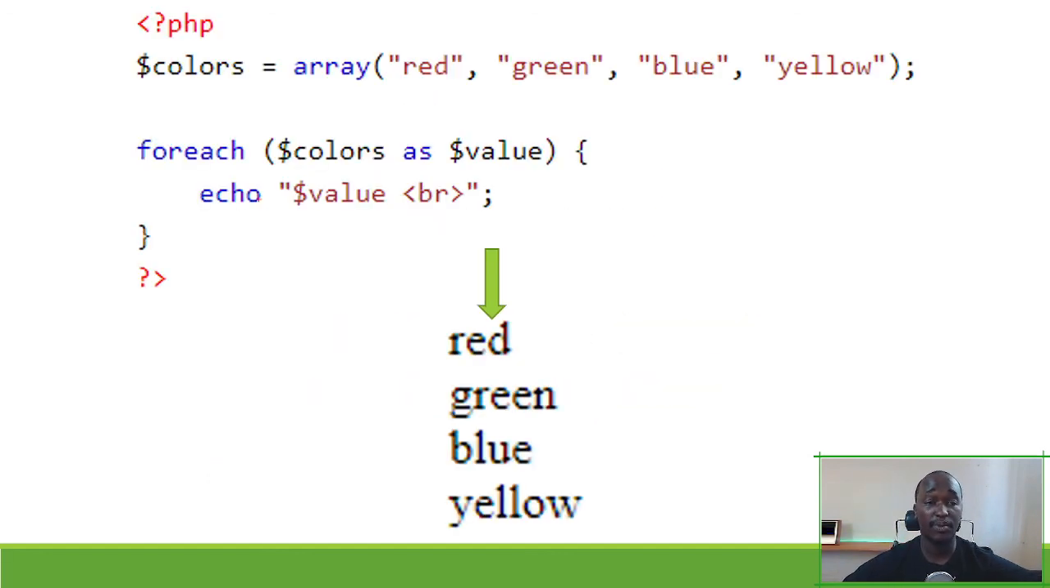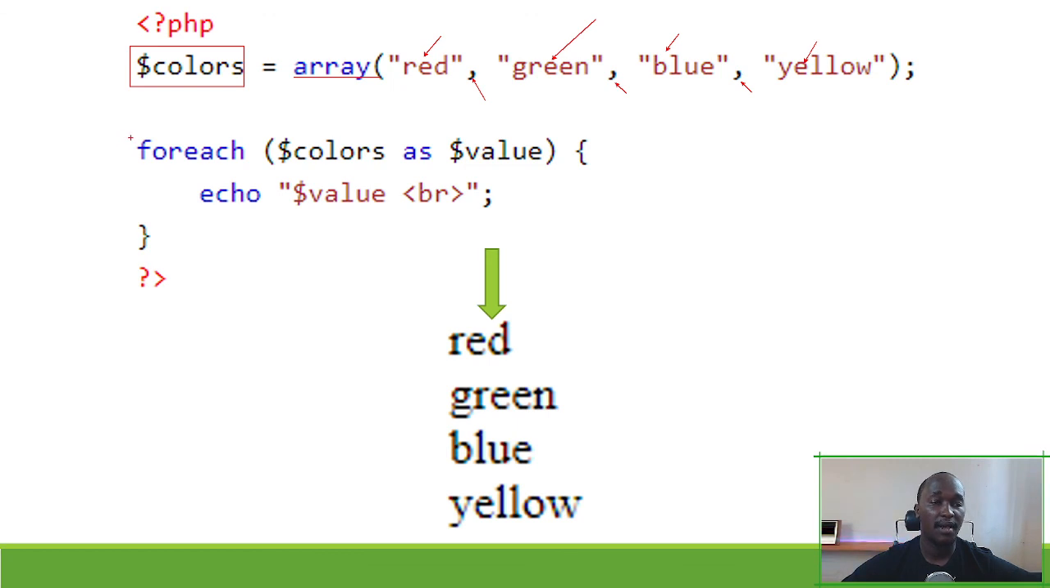So this is an example. Here we're creating an array called colors. So this is how we create an array. You just create a variable and then you equate it to this array function. Then you give it values separated by commas. So this array has 1, 2, 3, 4 values. So the size of this array is 4.